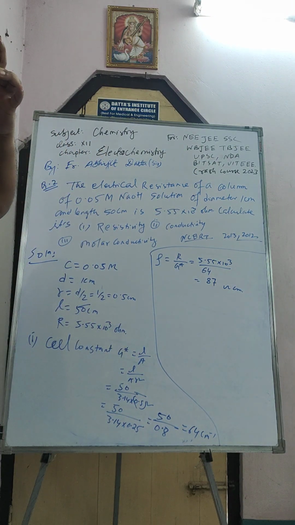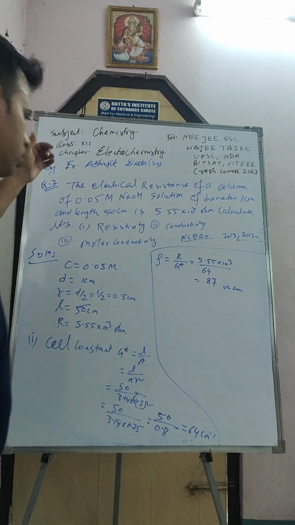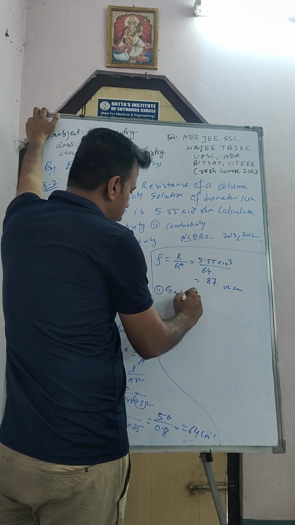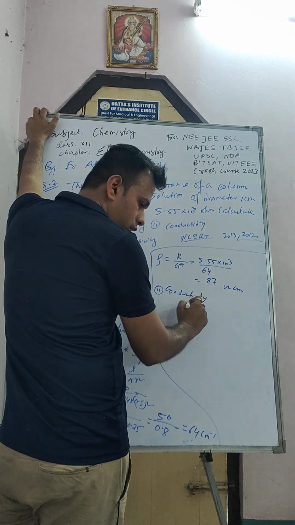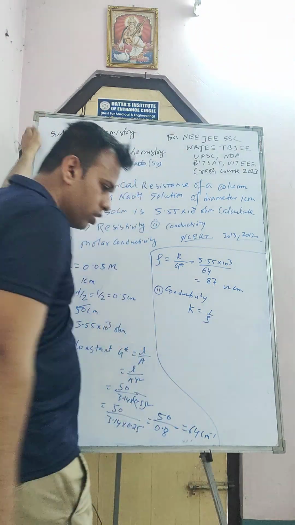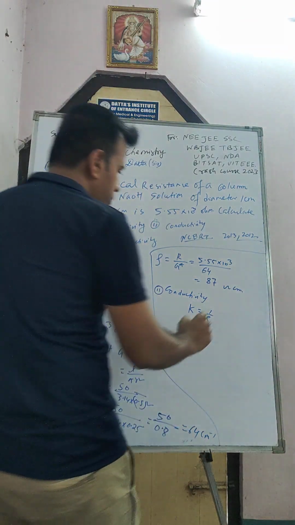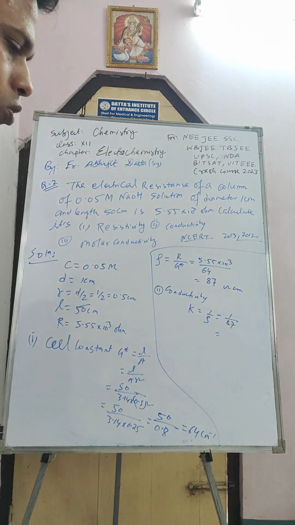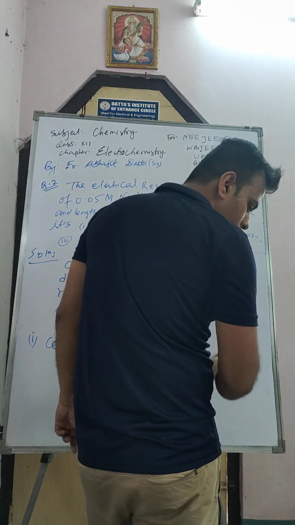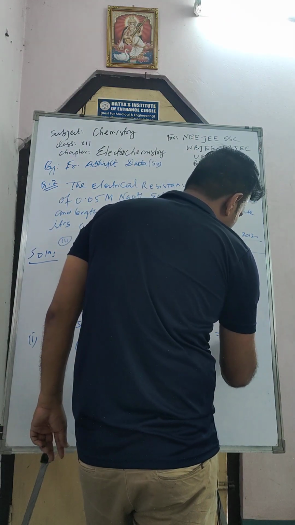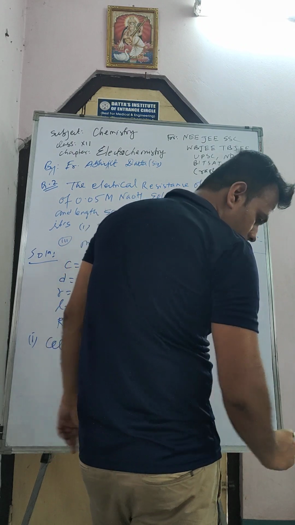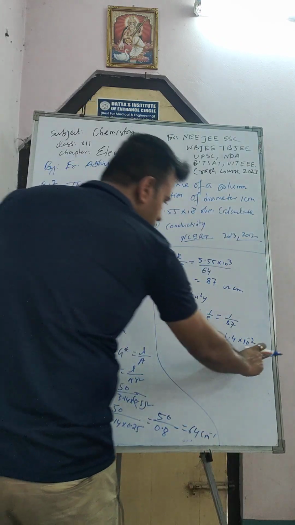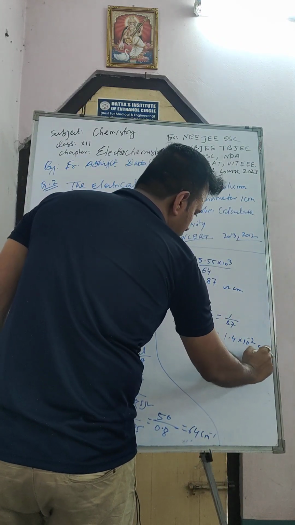Now we have to find out the conductivity. The conductivity formula is K equal to 1 by rho. You just put the value, that is 1 by 87. If you put the value here, it will become 1.4 into 10 to the power minus 2, and the unit will be ohm minus 1 centimeter minus 1.